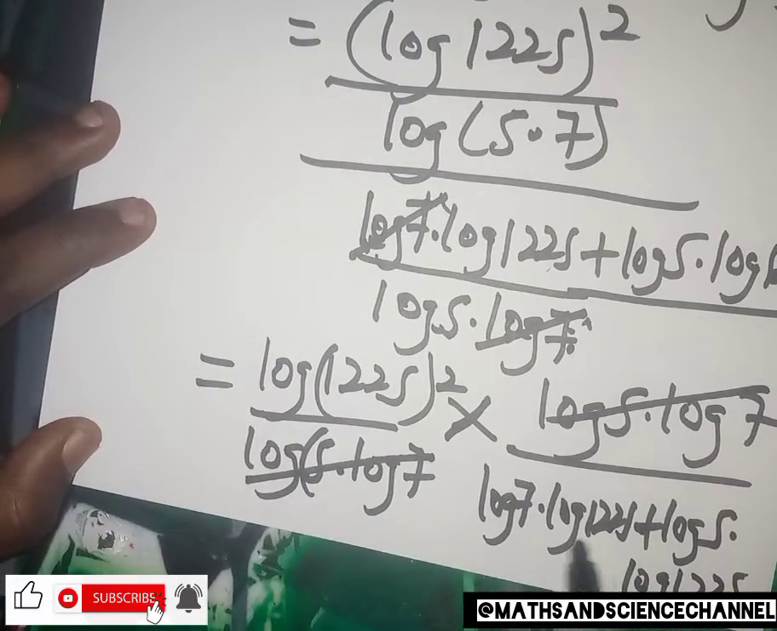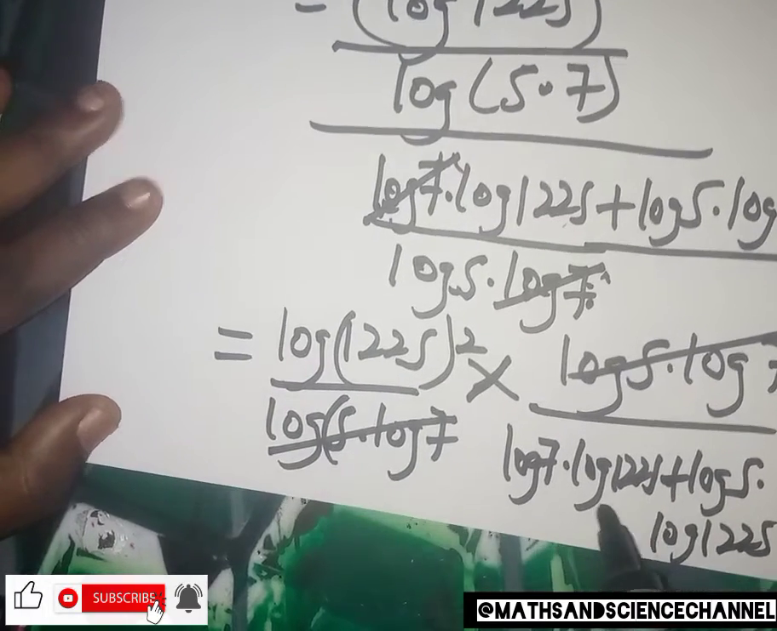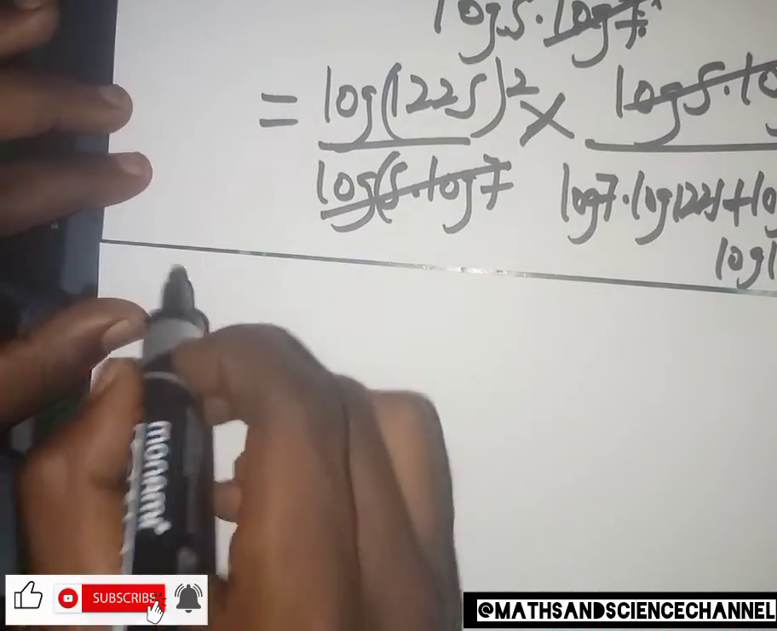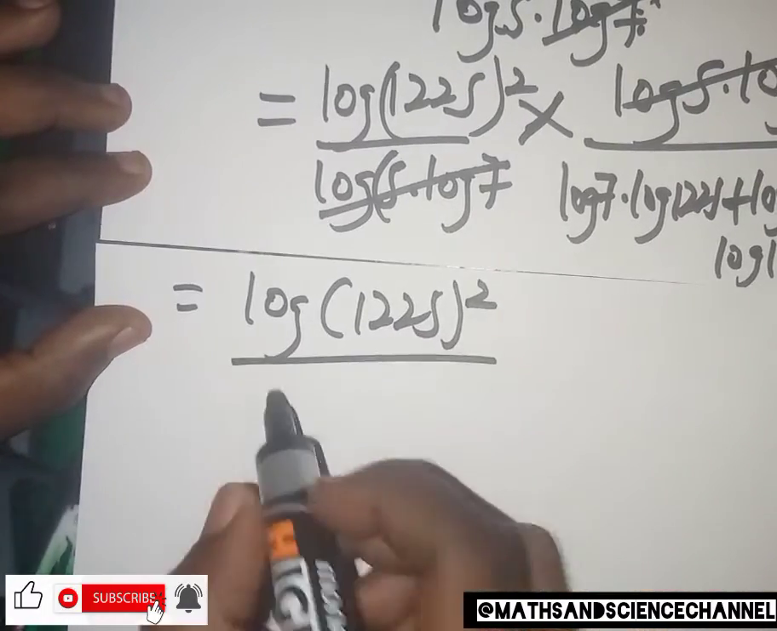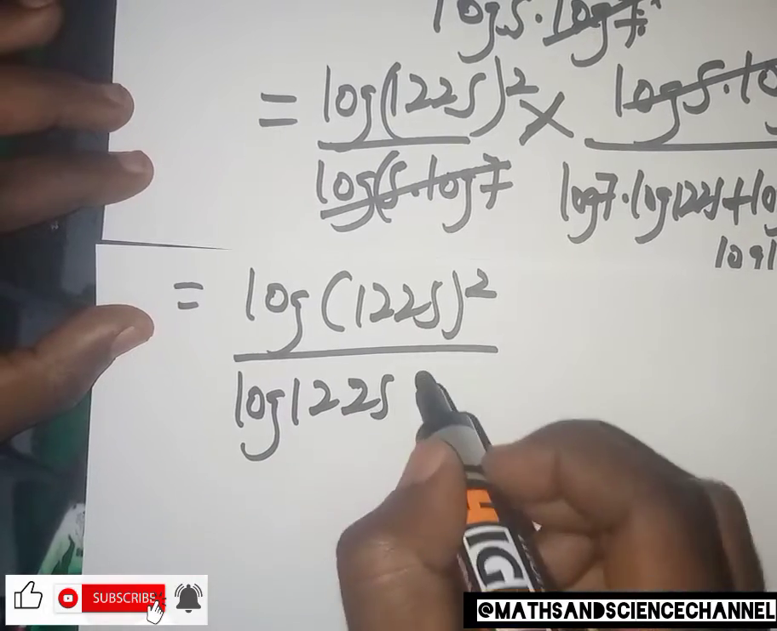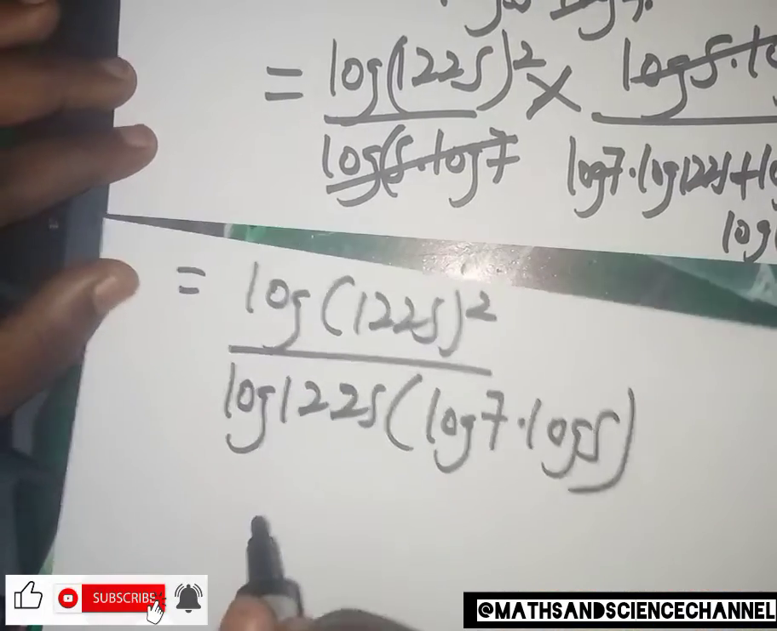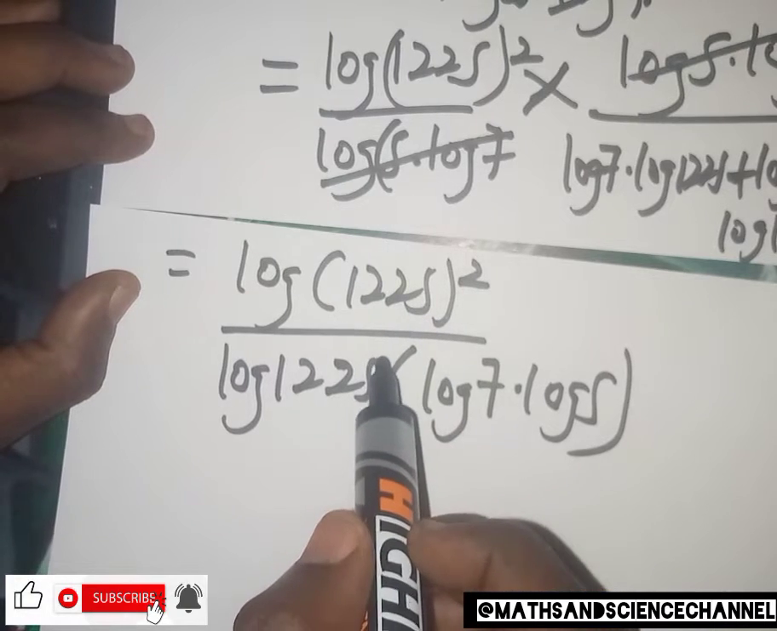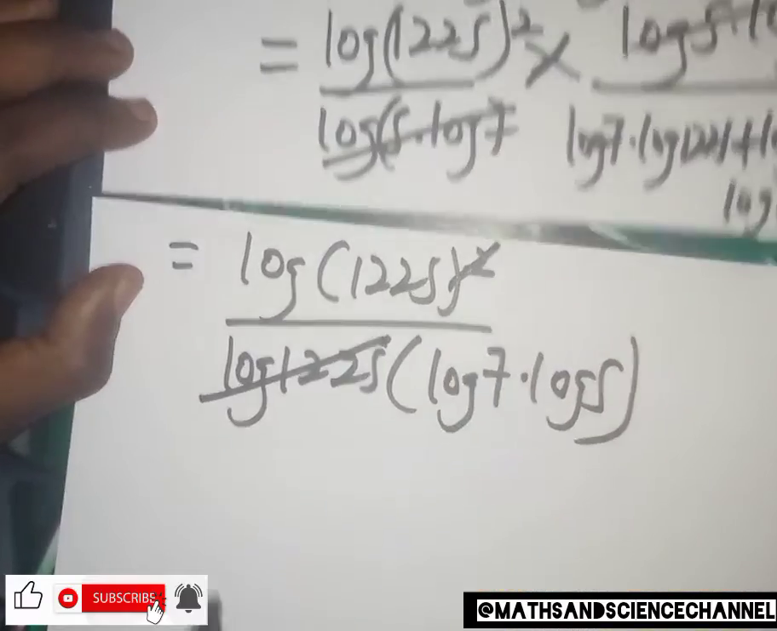And then you realize that we have log 1225 on both sides, so we can just factorize that one out, right? So let's do that. When we factorize that one out, what is left is log 1225 all squared divided by log 5 log 1225 outside, then we can have log 7 multiplied by log 5 in this case, right? So you realize that this cancels one of that, so this goes away, and it cancels one of that.